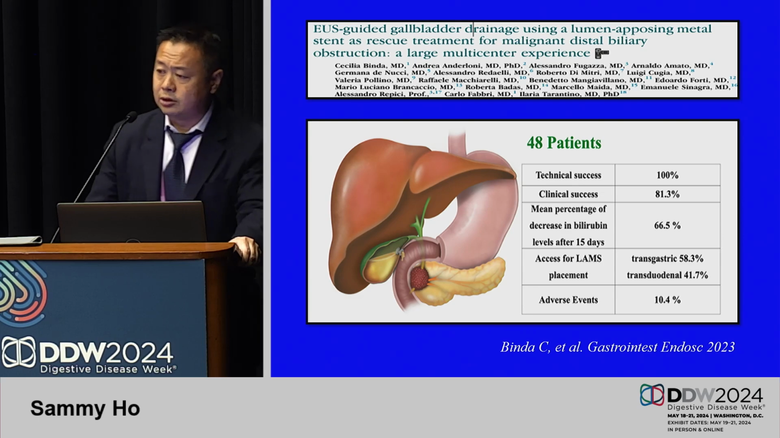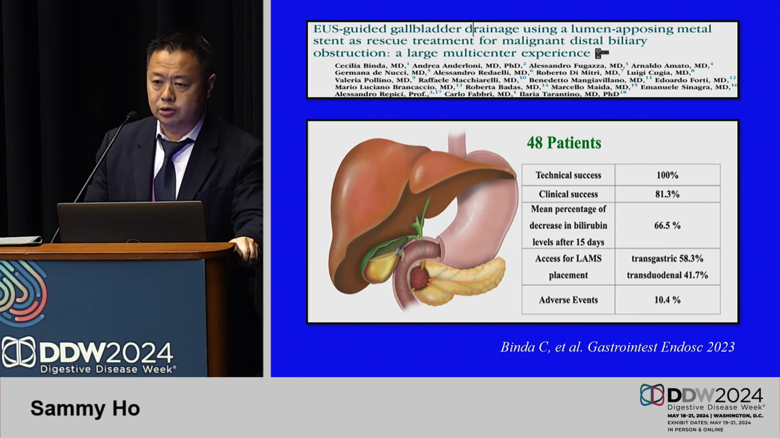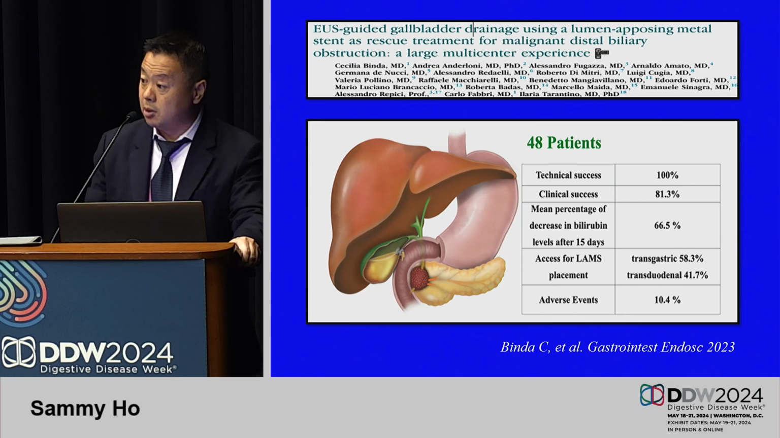But I'm not talking about that today. I'm talking about using it as a rescue therapy. A patient with obstructive jaundice, and for some reason you cannot gain access into the bile duct via ERCP. Well, what about draining the gallbladder? Would that work? Sometimes. In fact, I think most of the time.